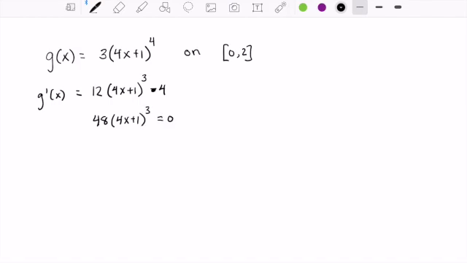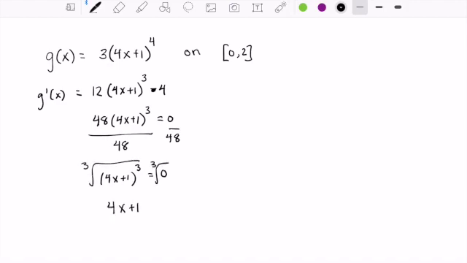And now we set it equal to 0 because, again, we're just trying to find our critical point. I'm going to divide both sides, and we're going to solve for x here. So we wind up with 4x plus 1 cubed equals 0. I'm going to take the cube root of both sides, and we're going to solve for x, and we're going to see that x is going to give us negative 1/4.